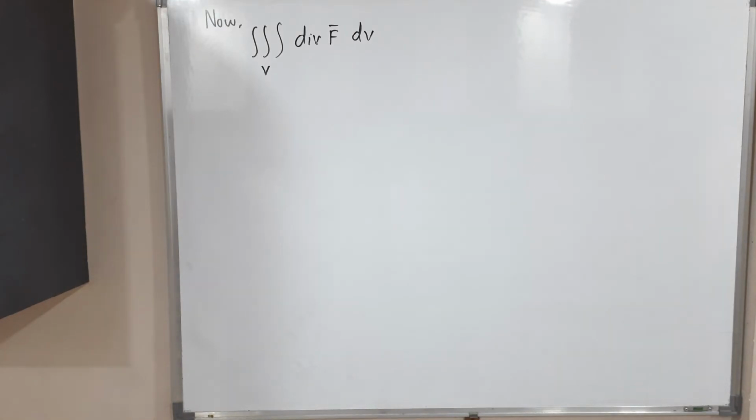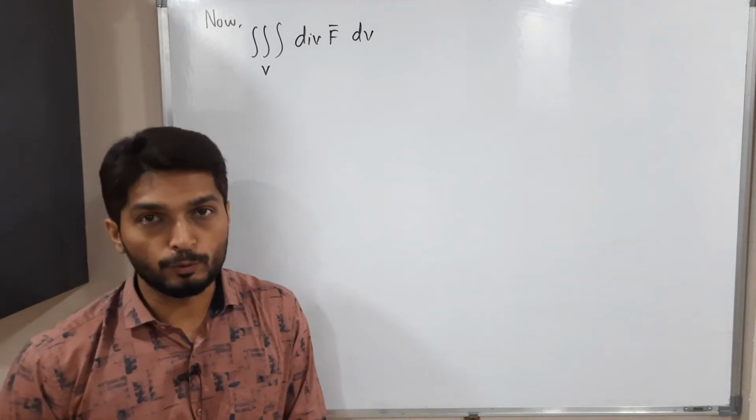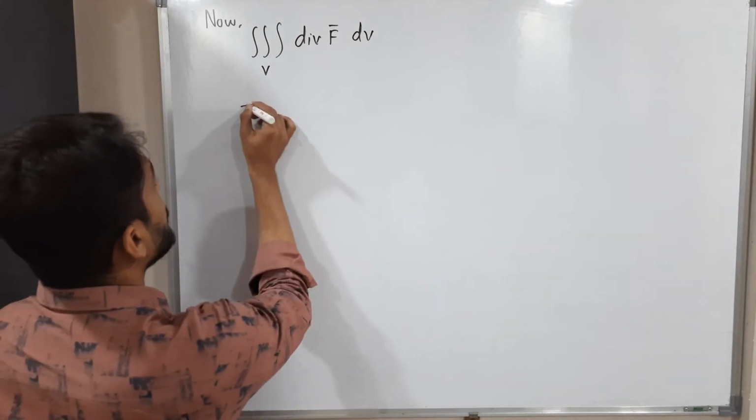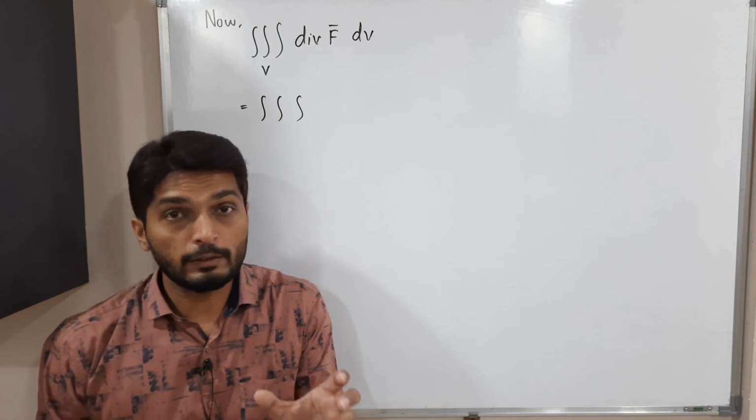So now let us work on the right hand side. Triple integration over V of divergence of f bar dV. Here V is the volume of that cube. So this is equal to a triple integration. Here we have a cube where the length of each side is a.